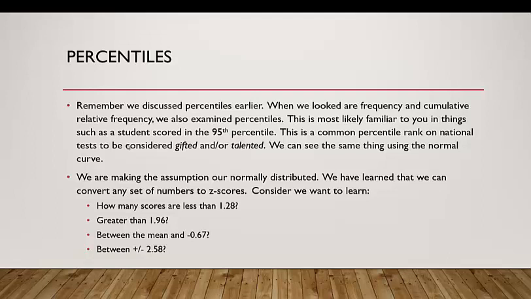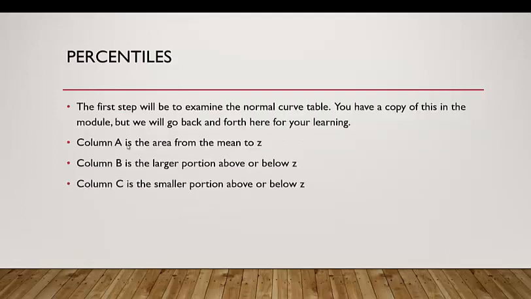We can answer these specific questions here, okay? We can answer how many scores are less than 1.28. What does 1.28 equal in the raw score? How many scores are greater than 1.96? How many scores are there between the mean and negative 0.67? How many scores are there between the positive 2.58 and negative 2.58? And what does it mean to have a score of 2.58? We can answer all those questions when we look at the normal curve, okay?